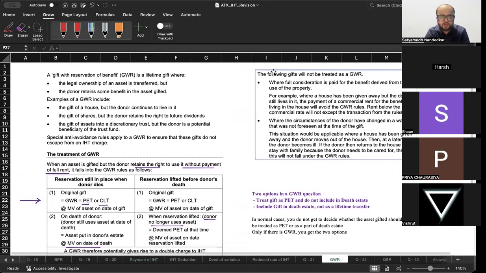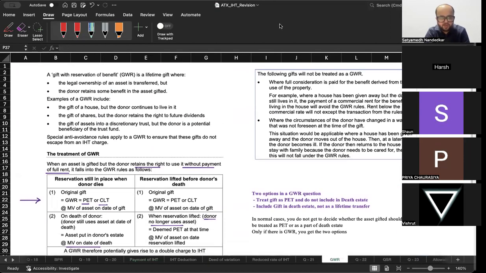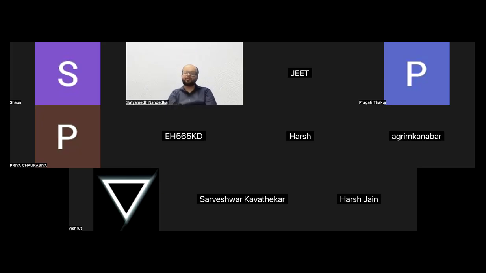There is a concept called gifts with reservation of benefit. Now, what are gifts with reservation of benefit? Say, for example, I have given a gift to my son. I have gifted the house to my son, but I continue to live in the house till my death. So, while I have given the gift, I continue to use that asset for my own purposes. I continue to stay there.